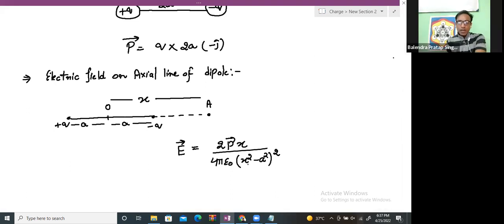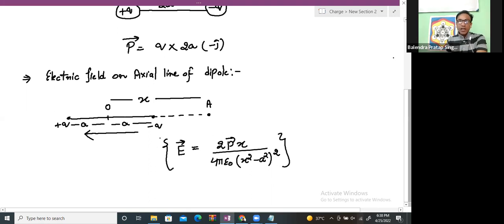Next, what is the direction of this field? The direction of the dipole moment is from minus q to plus q. We find the direction of this electric field is the same as the direction of the electric dipole. So this is the expression of your electric field due to the axial line of this dipole.